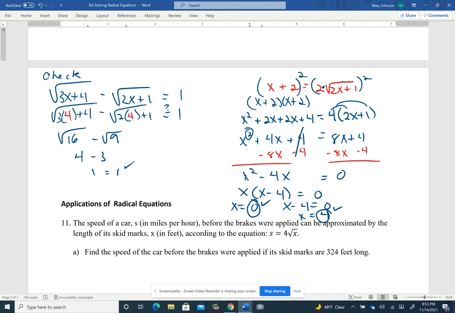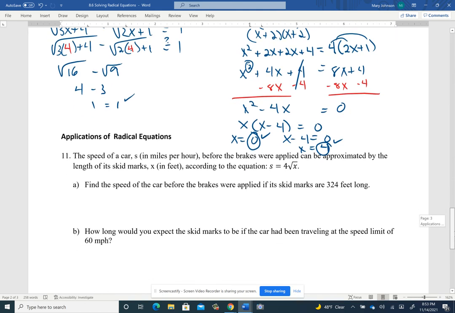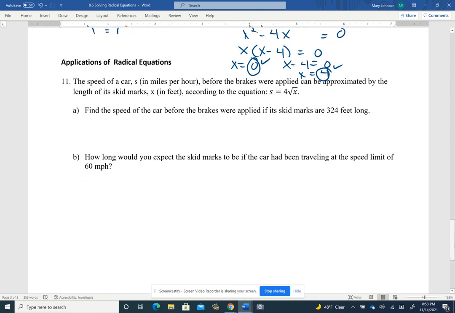All right, so I want to do one more problem. I'd like to keep these kind of short, so I'm just doing a few selected problems to get you going on it, enough to where you can get in there and do your homework. All right, so I think I just had this one application problem. Let's just get it set up to start with. So here's a formula that can be used. The X is the length of the skid marks. The S is the speed of the car in miles per hour. So on A, we want the speed of the car.